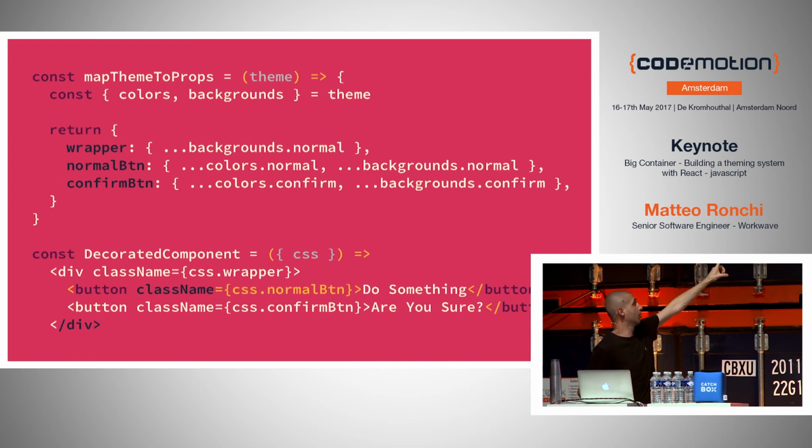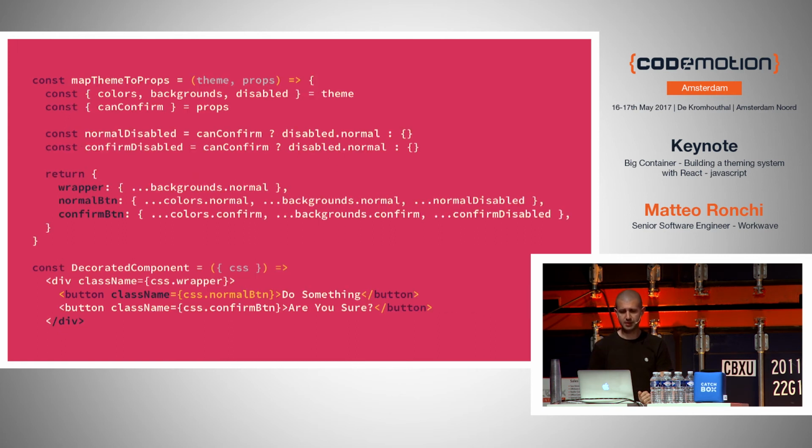In this case, we are composing color and backgrounds to create 3 classes. So we have wrapper, normal button, and comfort button. And those are not defined in our theme. They are specific for this component, but they use the theme information to create our desired classes. And then we have a decorated component that simply uses, again, those classes to render the desired result.